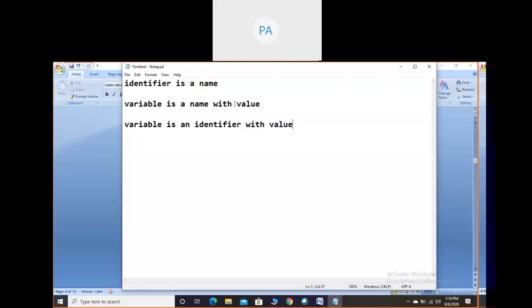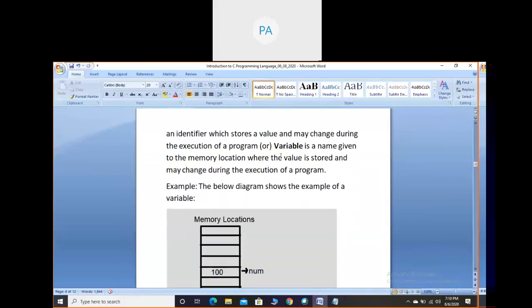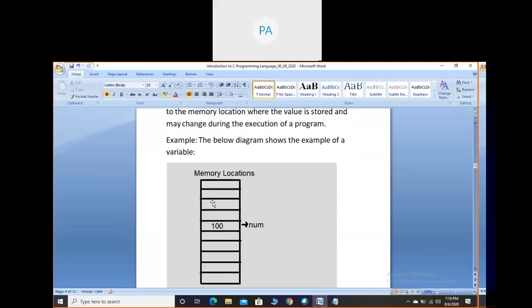If you look at variable, it is a name with value, or it is an identifier with value. You take this definition. So the third definition is very, very important. You have to concentrate more on that, and you remember this third definition throughout the learning of the C programming language, because it says it is a name given to the computer memory location.